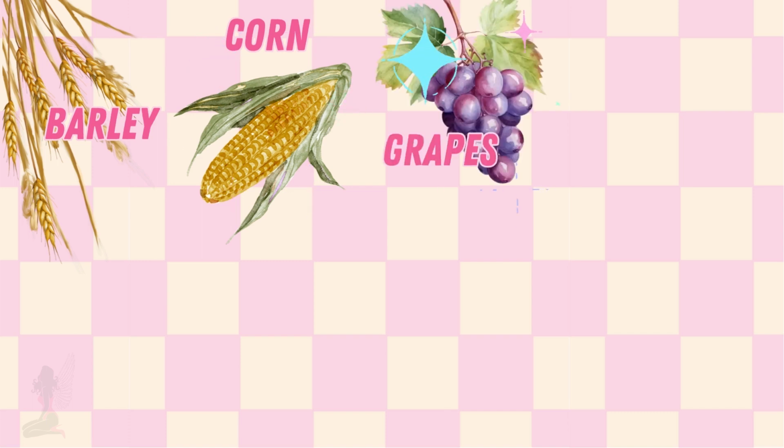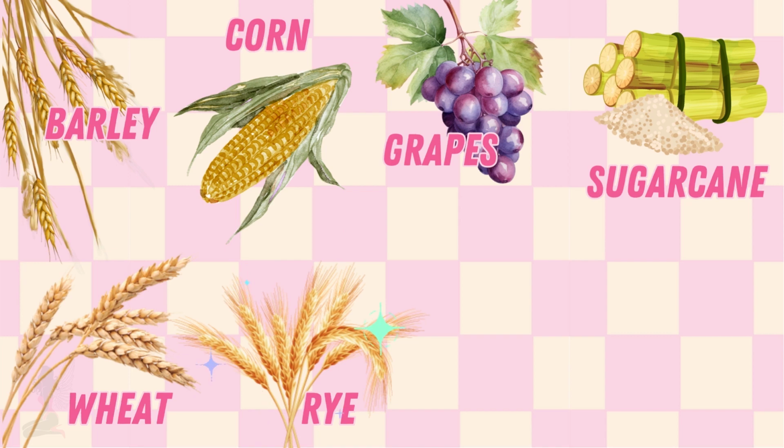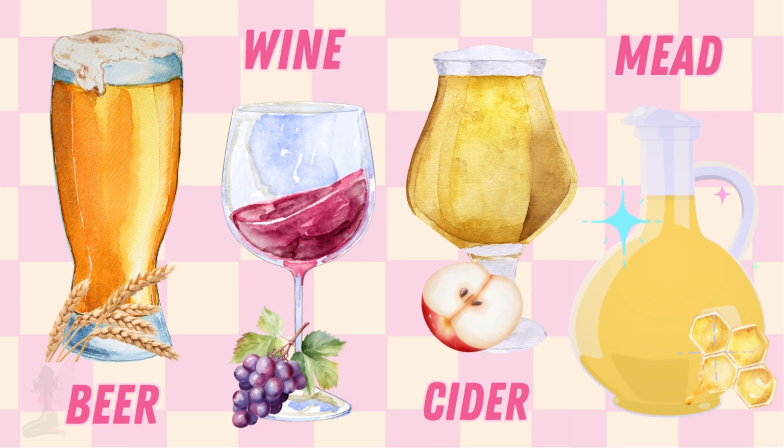Popular raw materials used to ferment and distill spirits include, but aren't limited to, barley, corn, grapes, sugarcane, wheat, rye, rice, and agave. So if we just look at fermented alcoholic beverages, there are different types that we can call it depending on the raw material. The most popular fermented alcoholic beverages are beer, wine, cider, and mead. Also, as a side note, just know that there's water inside the fermentation process as well.